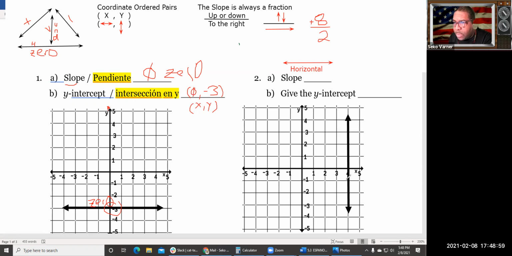What's the slope? Well, it's straight up and down. So that's going to be UND. All right, so I'm going to put UND. And you know what that stands for, right? Undefined. Okay, what's the Y-intercept? Does it cross the Y axis at all? Nope. So we say none.